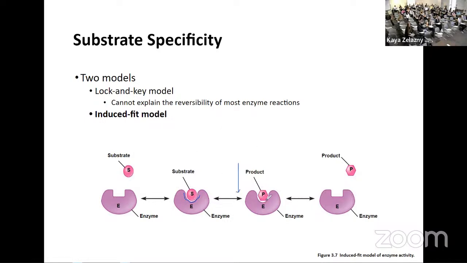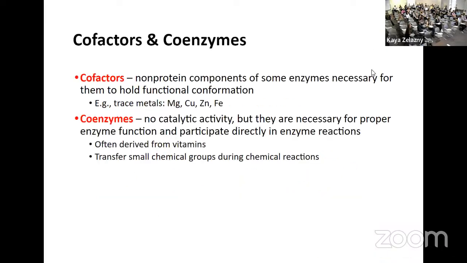Our product is a slightly different shape than our original reactant, our substrate. So it pops out of that active site and our product is free here, and our active site goes back to its original shape. That's the basics of what an enzyme is doing. So now we're going to think a little bit more about how we can change the function of the enzyme.